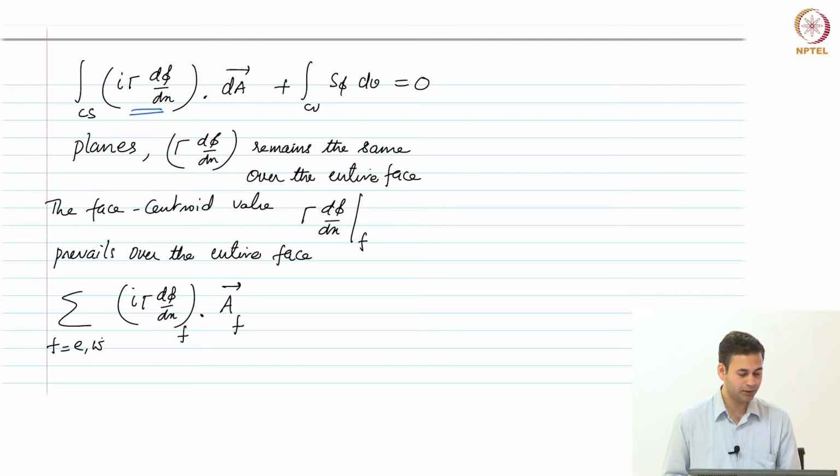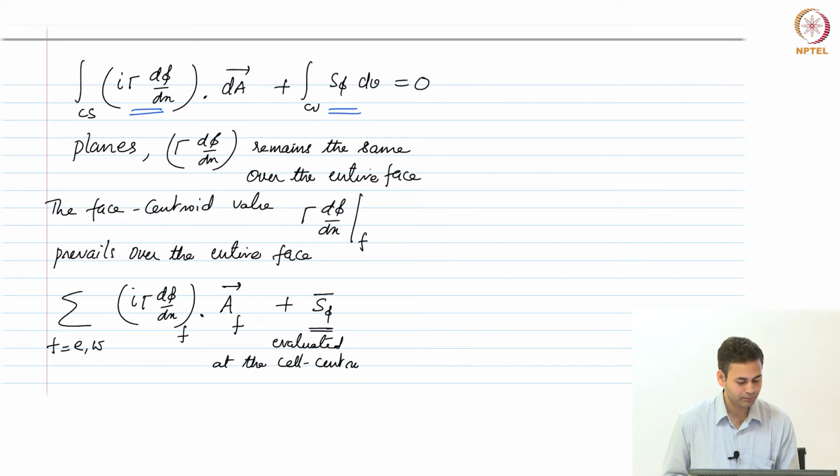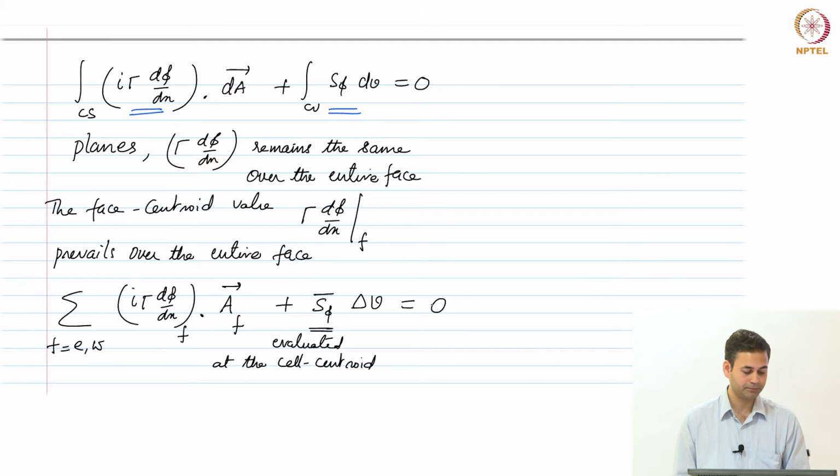little e and little w, plus I am going to again say that we can replace this S phi dV with a cell centroid value. So we have some kind of an average value which is denoted with S phi bar. Again this is evaluated at the cell centroid, and then we multiply with the delta V, that is the volume of the cell. S phi bar delta V.